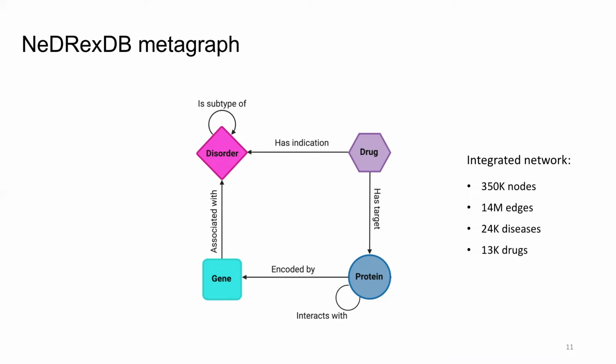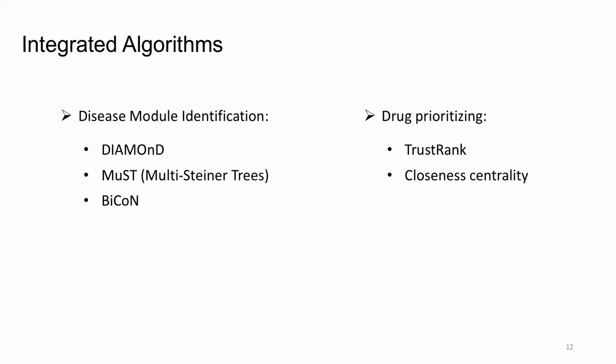A number of the node and edge types are not included in the metagraph illustrated here, such as molecular similarity between drugs and associations representing proteins involved in pathways. However, users can access and download all of them via the NeDRex API and use this data for their own repurposing methods.